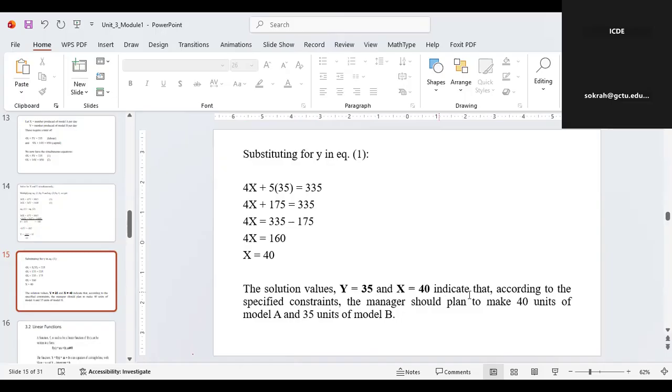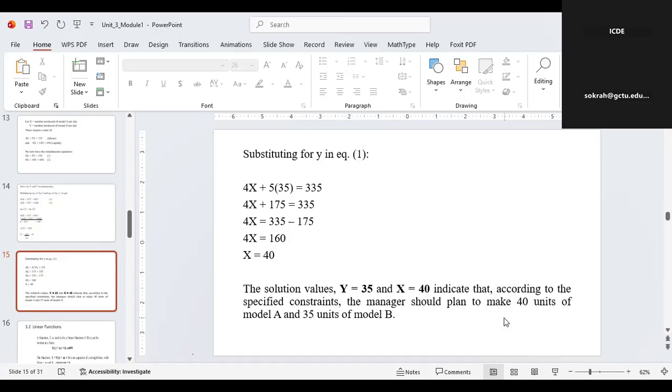This indicates that according to the specific constraints, the manager should plan to make 40 units of model A and 35 units of model B. This is the conclusion of the application question. If you don't conclude, you lose marks because the conclusion is very important. That is what the question asks you to find. The question didn't ask you to calculate anything. It asks you to find the values the manager will need to plan.